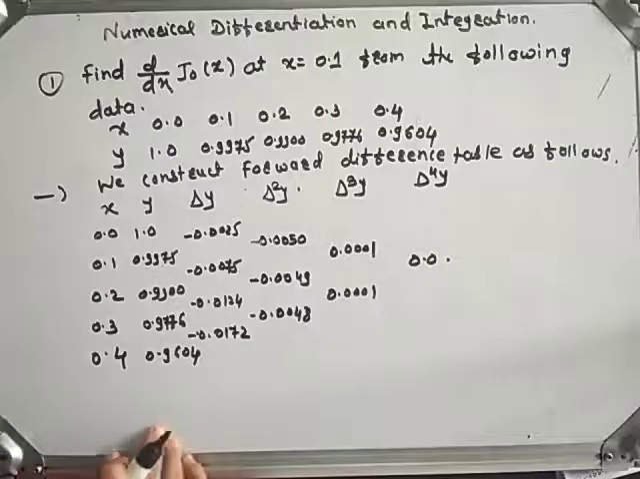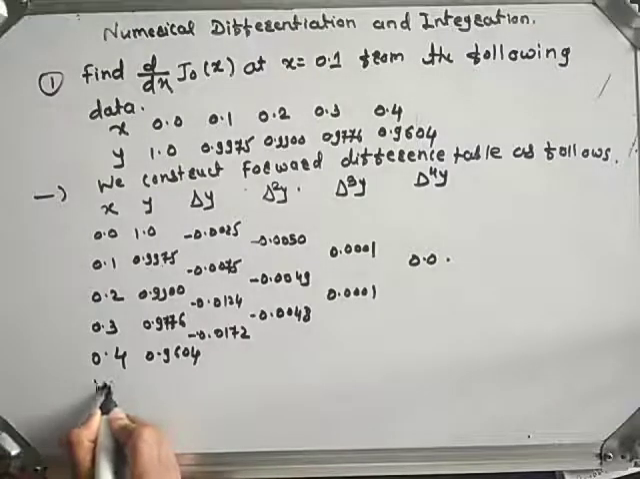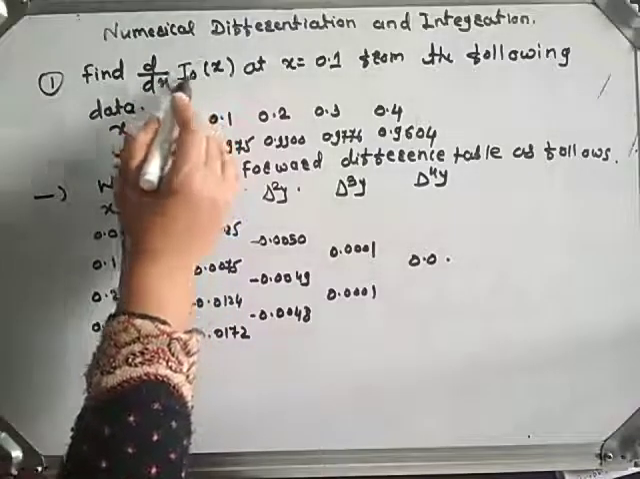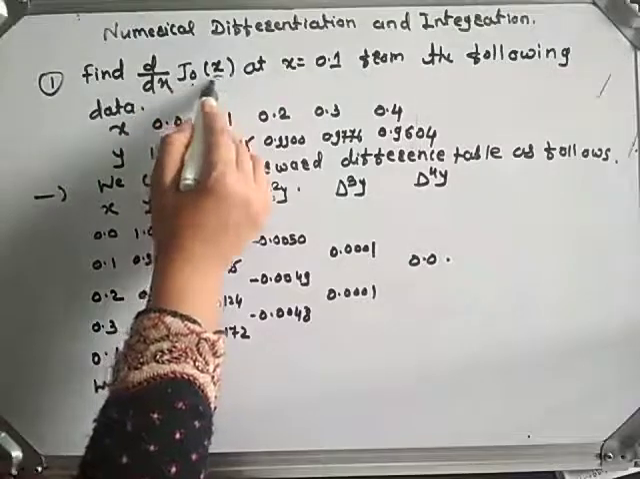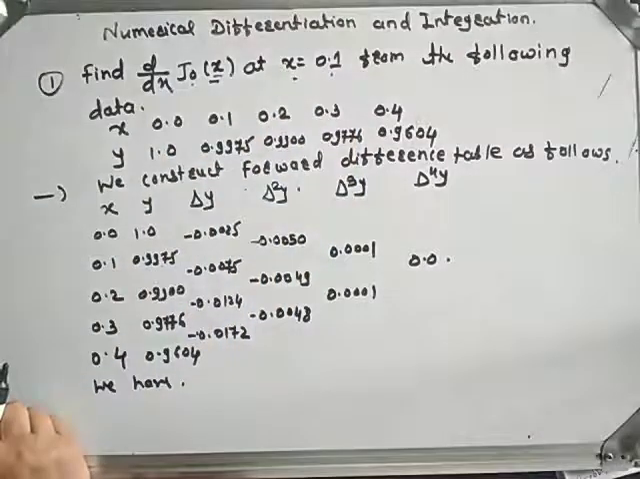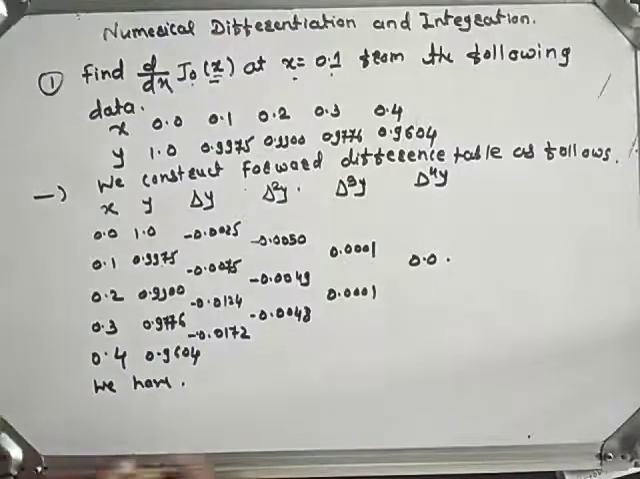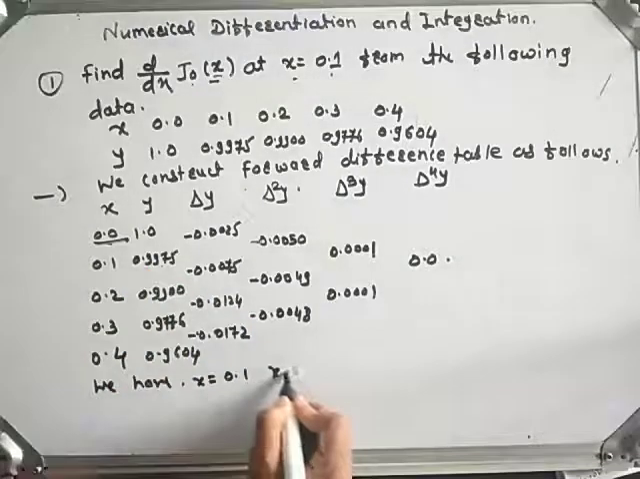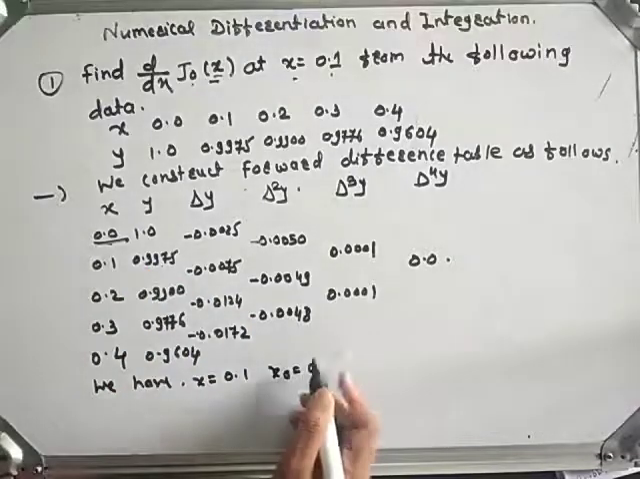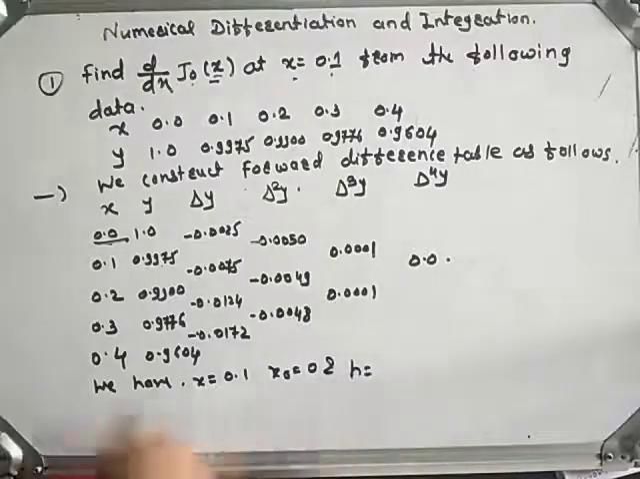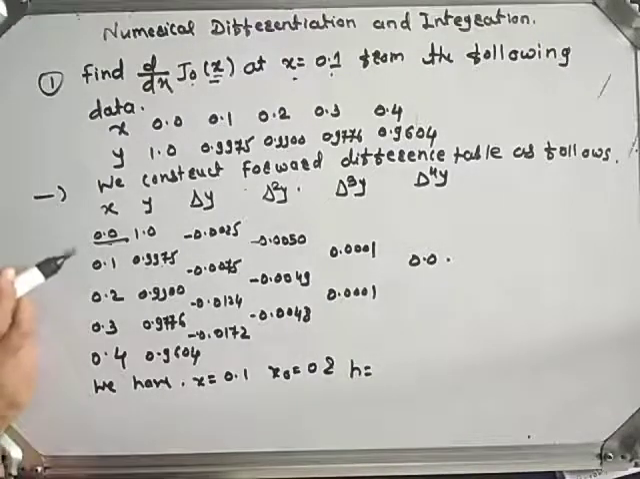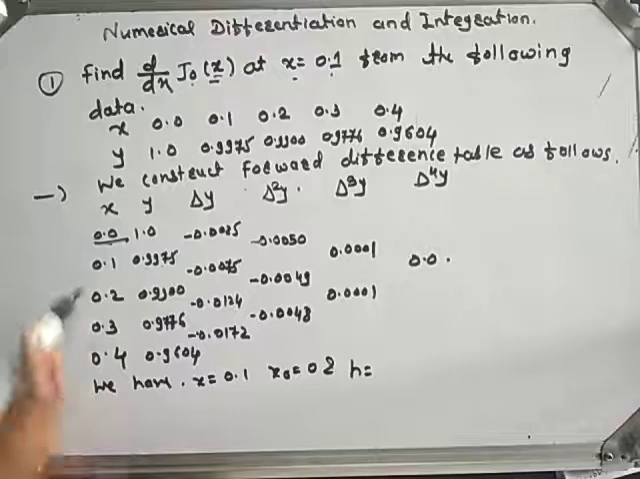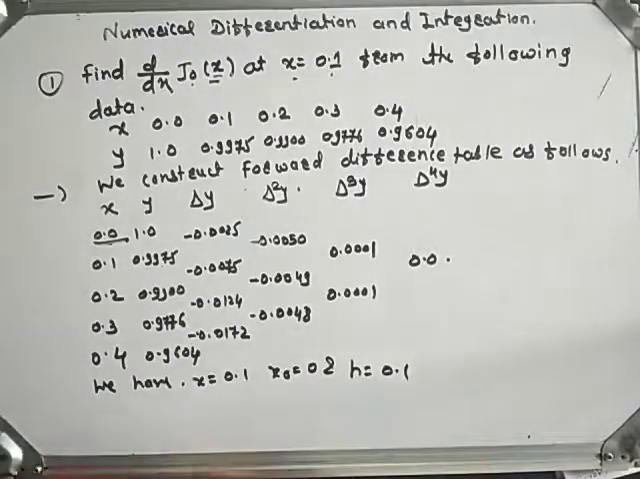From the given data, observe that here you have to calculate J0 of x at x equals 0.1. Here your x is 0.1, x0 is 0, and h means the interval of differencing. What is that? Here it is 0.1 minus 0, which is 0.1. Okay.